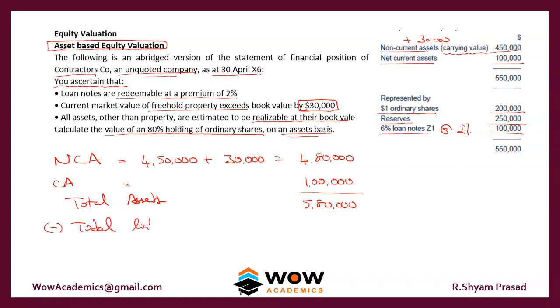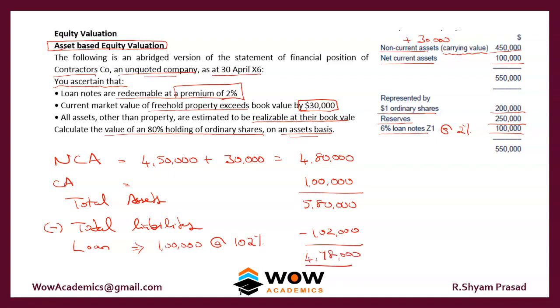Total liabilities refers to the current liability and the long-term liability. Here we have the loan, which is a long-term liability. It can be redeemed at a 2% premium, that's what they say here. So if 100 is the book value, 2% is the premium, so we can redeem it at 1,02,000. So the total value comes to 4,78,000. This is the NAV.